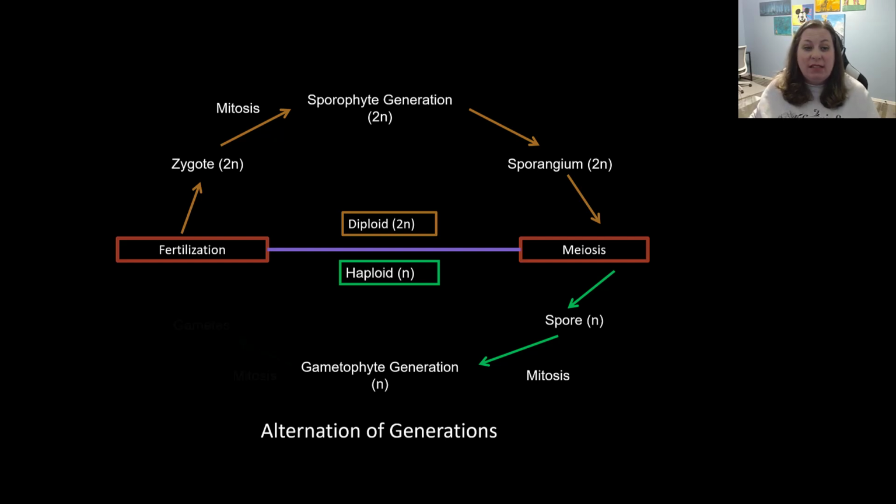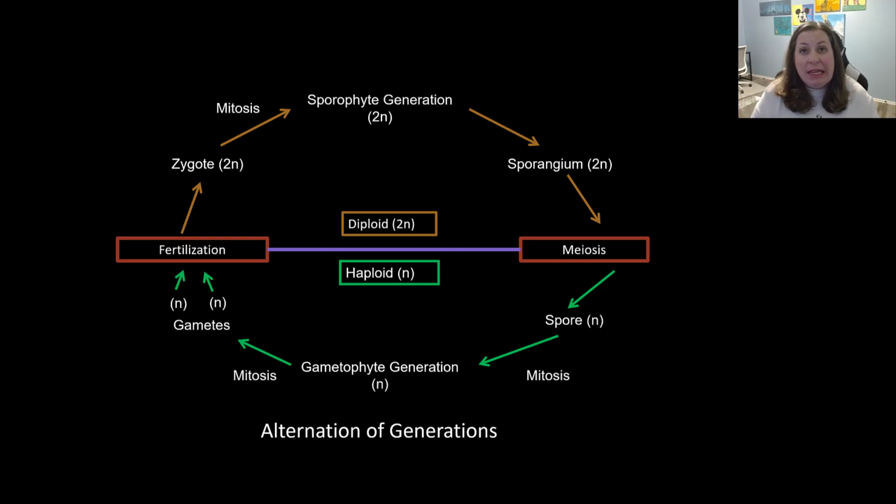These gametophytes then are going to continue to do mitosis to create gametes. The gametes, guys, if you'll recall, are egg and sperm, each of which only have N chromosomes, okay? They then are going to go through the process of fertilization to create a new zygote and so on. And this is that life cycle of a plant.